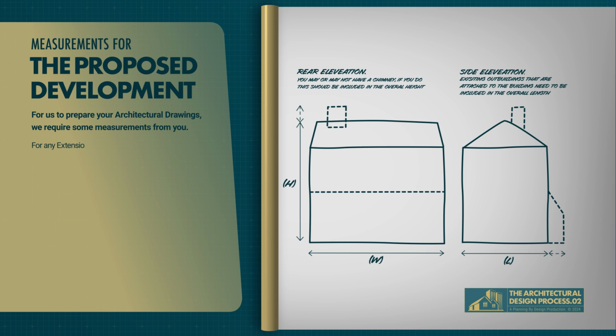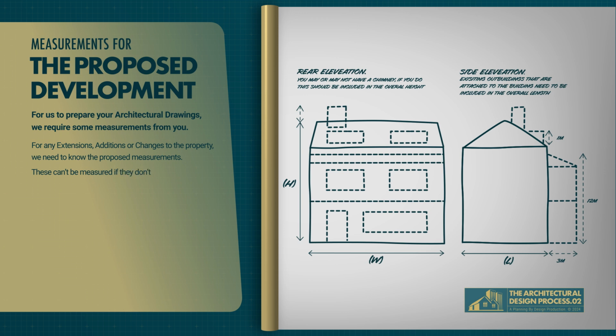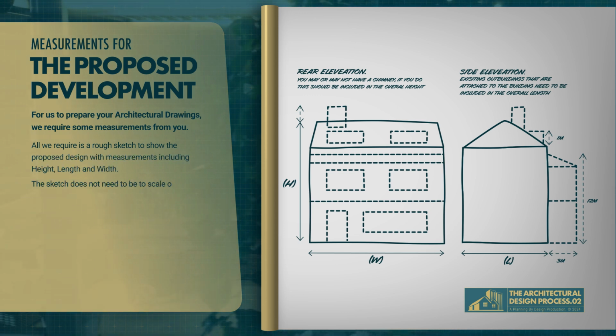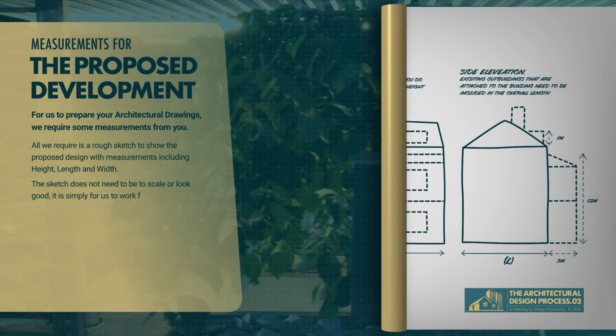For any extensions, additions or changes to the property, we need to know the proposed measurements. These can't be measured if they don't exist yet, so you simply need to tell us the proposed size, including height, length and width as applicable for any new extensions, buildings, balconies or dormers. All we require is a rough sketch to show the proposed design with measurements including height, length and width. The sketch does not need to be to scale or look good. It is simply for us to work from.